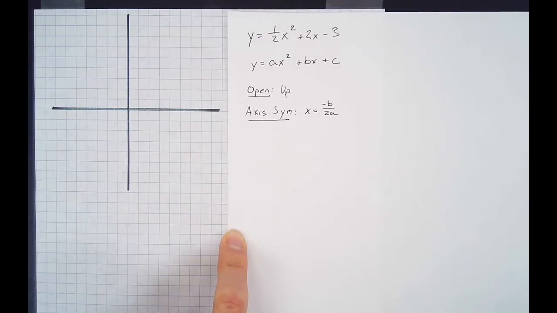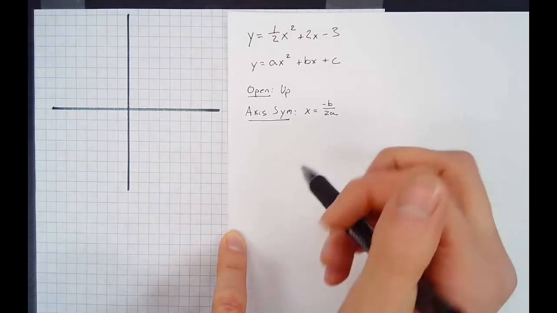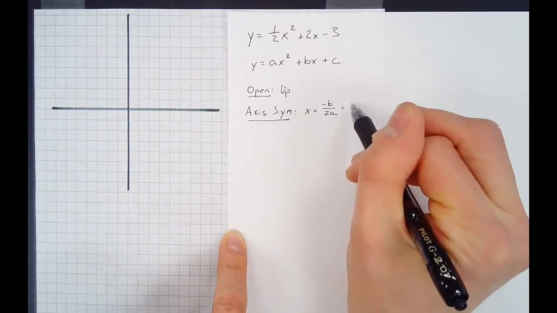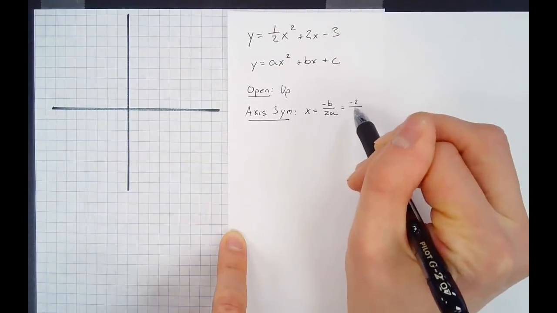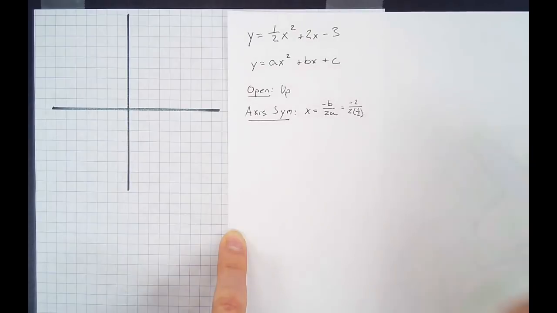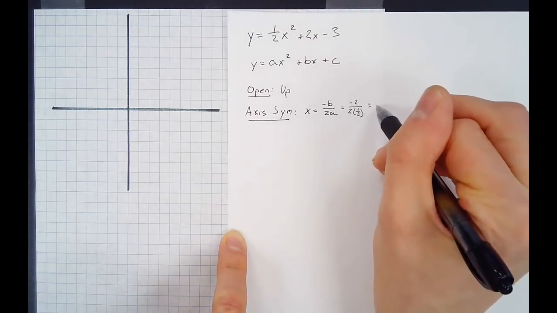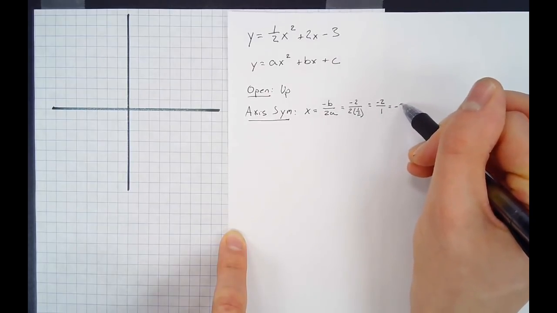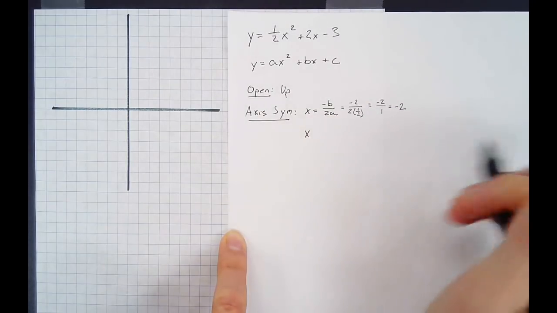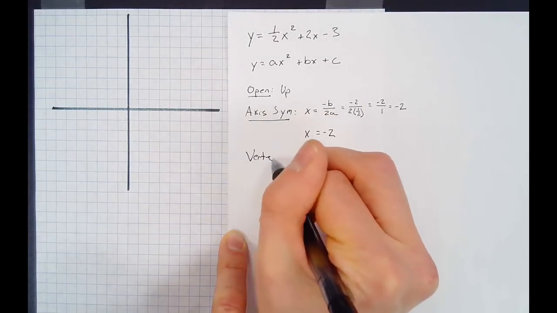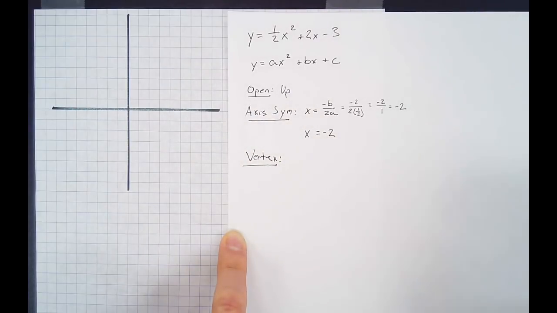Once we use this little shortcut method, we can just plug in the values from our original equation, looking at what b is, and knowing that that is the opposite of 2, divided by 2 times my a value, which is 1/2. If I do the math, 2 times 1/2 on the bottom gives me 1. Negative 2 divided by 1 gives me negative 2. So my axis of symmetry is at x equals negative 2. Just like in vertex form, the axis of symmetry is also the x value of the vertex.